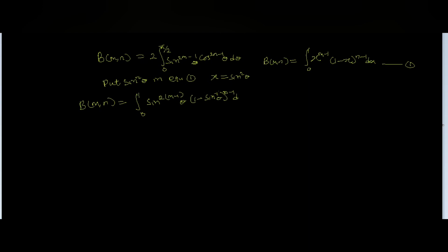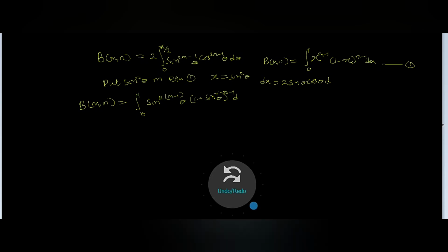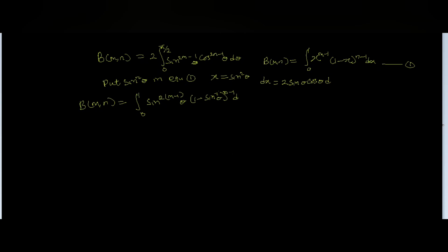Now we know we are putting x to be equal to sine square theta. So if we differentiate sine square theta, we are going to have dx to be equal to 2 sine theta cos theta d theta. This is what we are going to have when we differentiate this. So instead of putting dx here, we are going to put 2 sine theta cos theta d theta. So this is what we have.